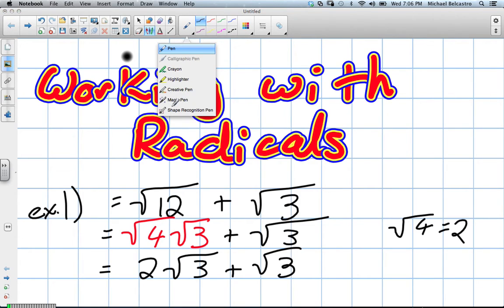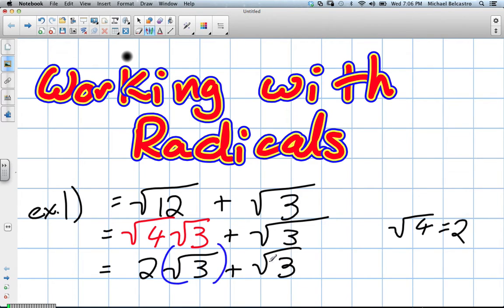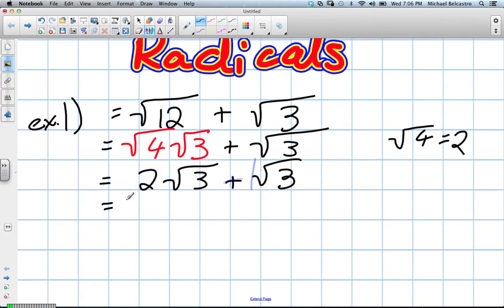So think of it like this now. This is almost like a term itself, our root 3's. You can almost think of it like an x. And now there's coefficients. The coefficient in front of this is 2, and what would be the coefficient in front of this? 1. So it's kind of like 2 plus 1. What is 2 plus 1? 3. So when we go to simplify this, 2 plus 1 is 3, so we have 3. And because our root 3's are the same, 3 root 3 is the simplified version of this question.